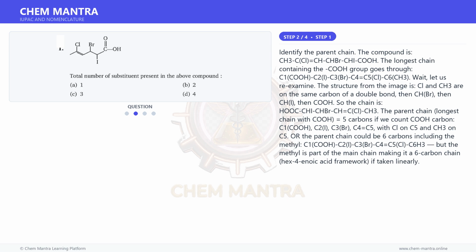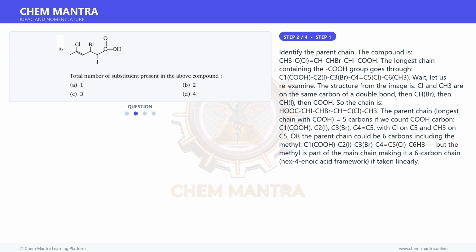The structure from the image is Cl and CH3 are on the same carbon of a double bond, then CH, Br, then CH, I, then CHO. So the chain is CH-Br-CH=C, Cl, CH3. The parent chain, longest chain with CHO, is 5 carbons if we count the CHO carbon, C1, CHO, C2, I, C3, Br, C4=C5, with Cl on C5 and CH3 on C5.